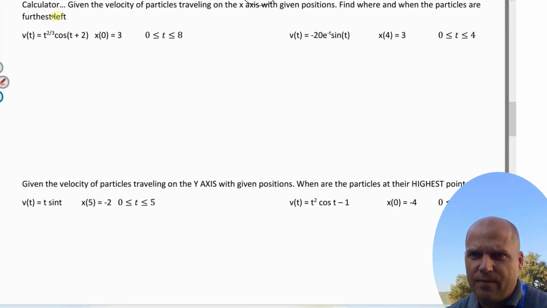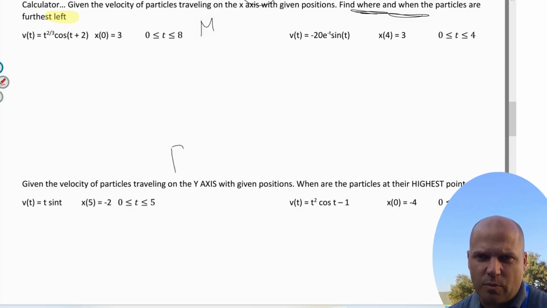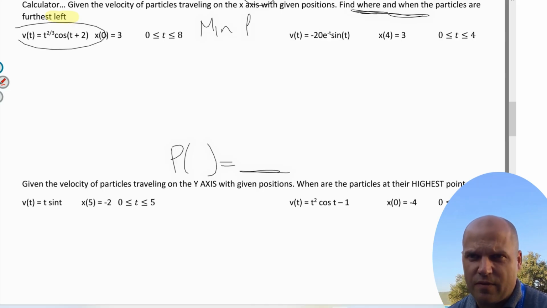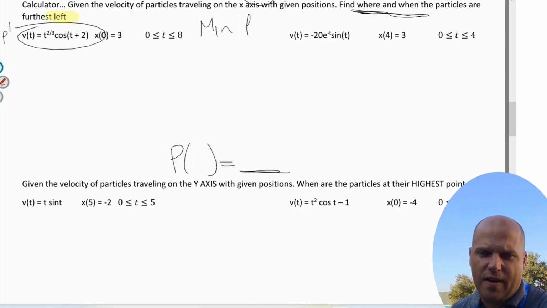All right, furthest left, we're talking about a min of position, or where and when. Our answers are P of a number equals a number, not just where. I'm trying to find the min of position. I'm given the derivative of position. We're going to have to break out Desmos and do a lot of fancy work with it.